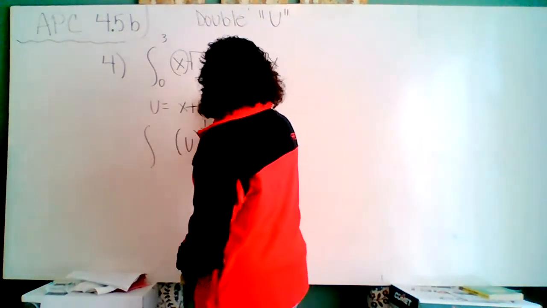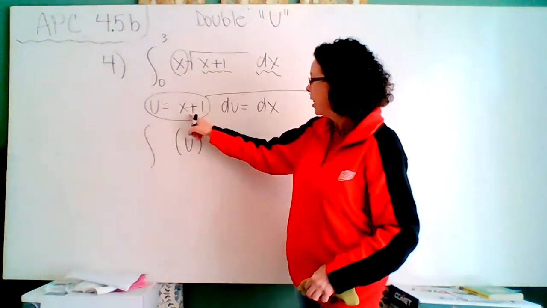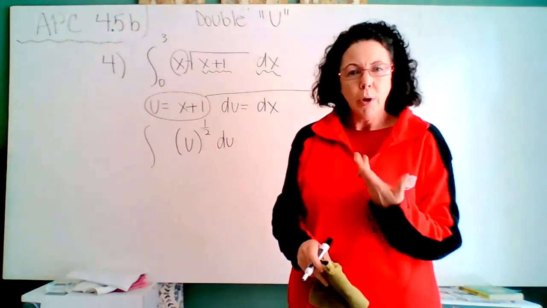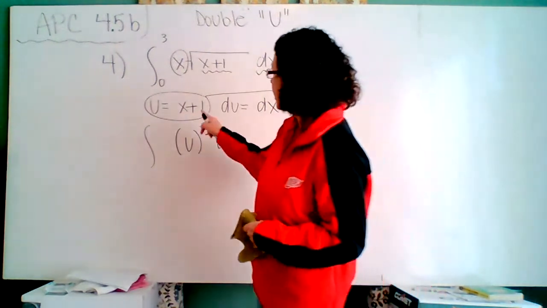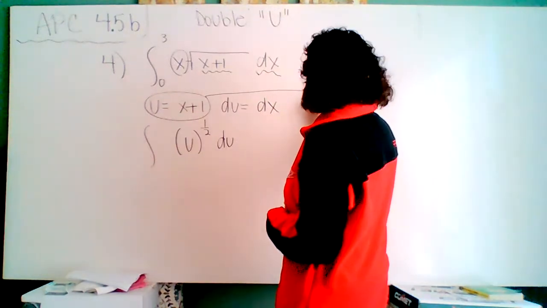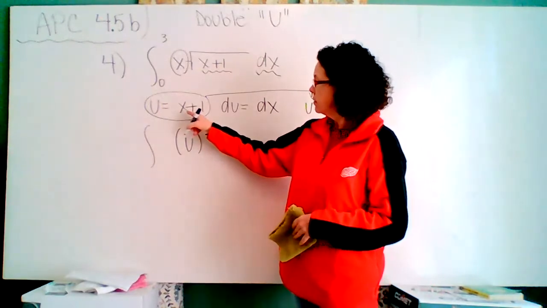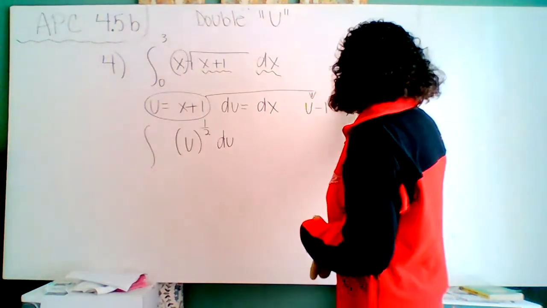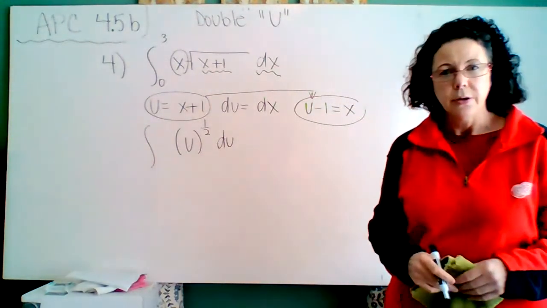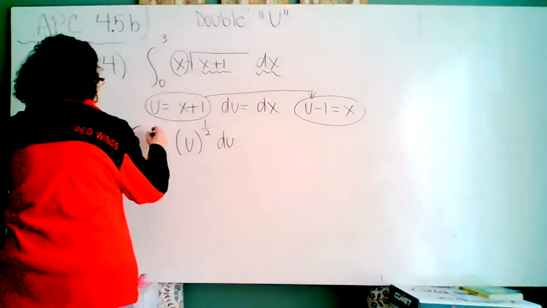Notice that when you look at this first expression that you wrote, u is equal to x plus 1. So what is x equal to then? Can I subtract a 1 from both sides? And isn't it true that u minus 1 is equal to x? So subtract a 1 from both sides. Well, okay, now I can replace that x with u's. So what I have going on is a double substitution.